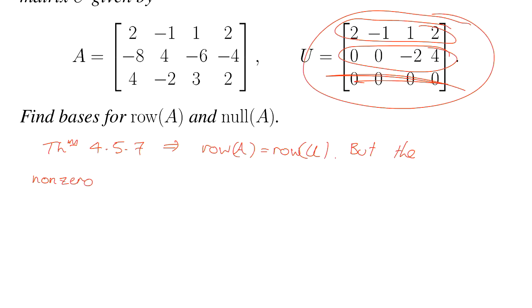So we can see that the non-zero rows of U span the row space, well, obviously they span the row space of U because we don't need to include the zero vector, but the point is they're also independent.